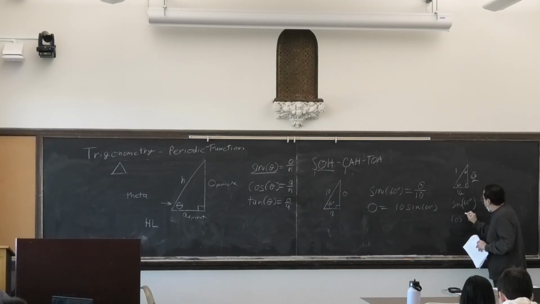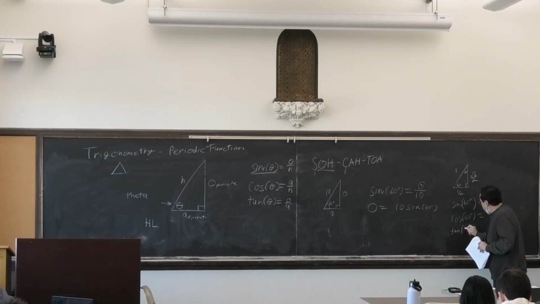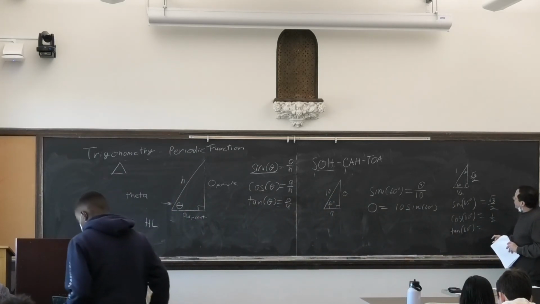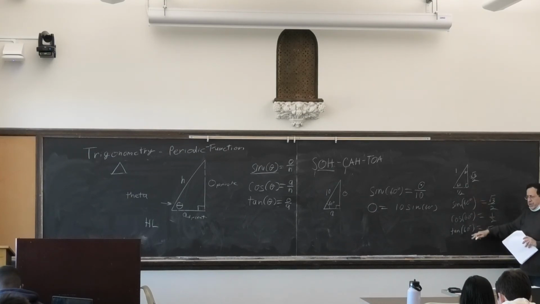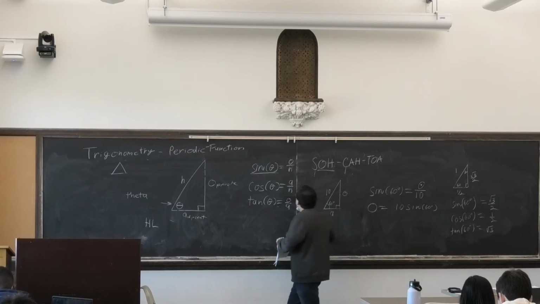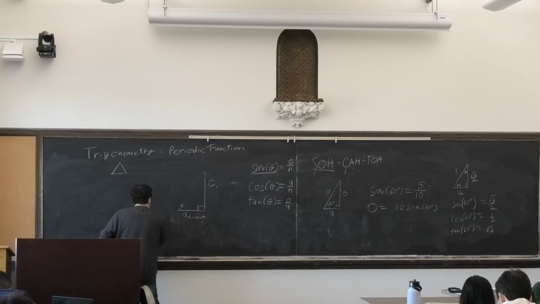Similarly, the cosine of 60 degrees is going to be a half. The tangent of 60 degrees is going to be opposite over the adjacent. So square root of 3 over 2 over a half is square root of 3. So these are sines and cosines you should actually know the exact value of. The other, well, I'll leave this for the time being.